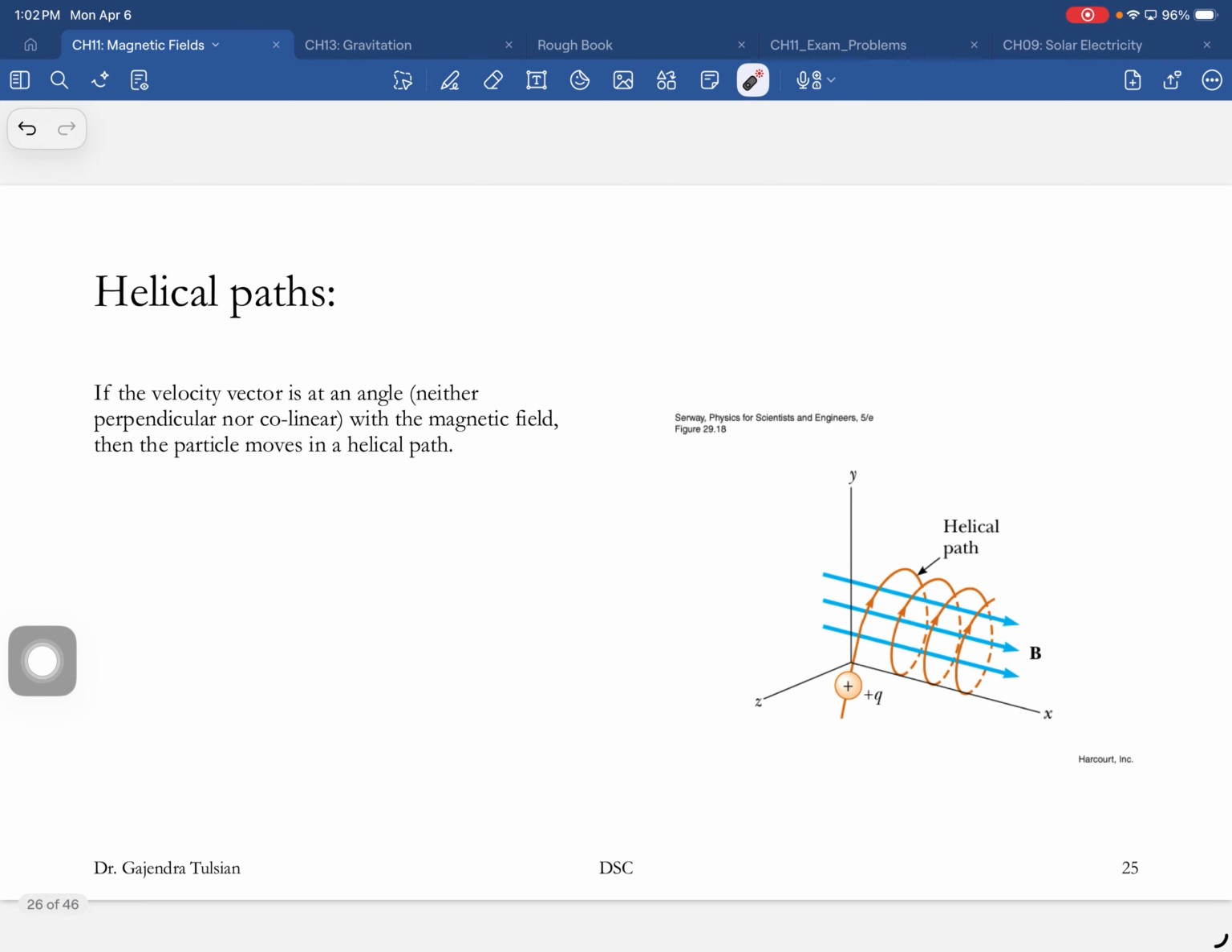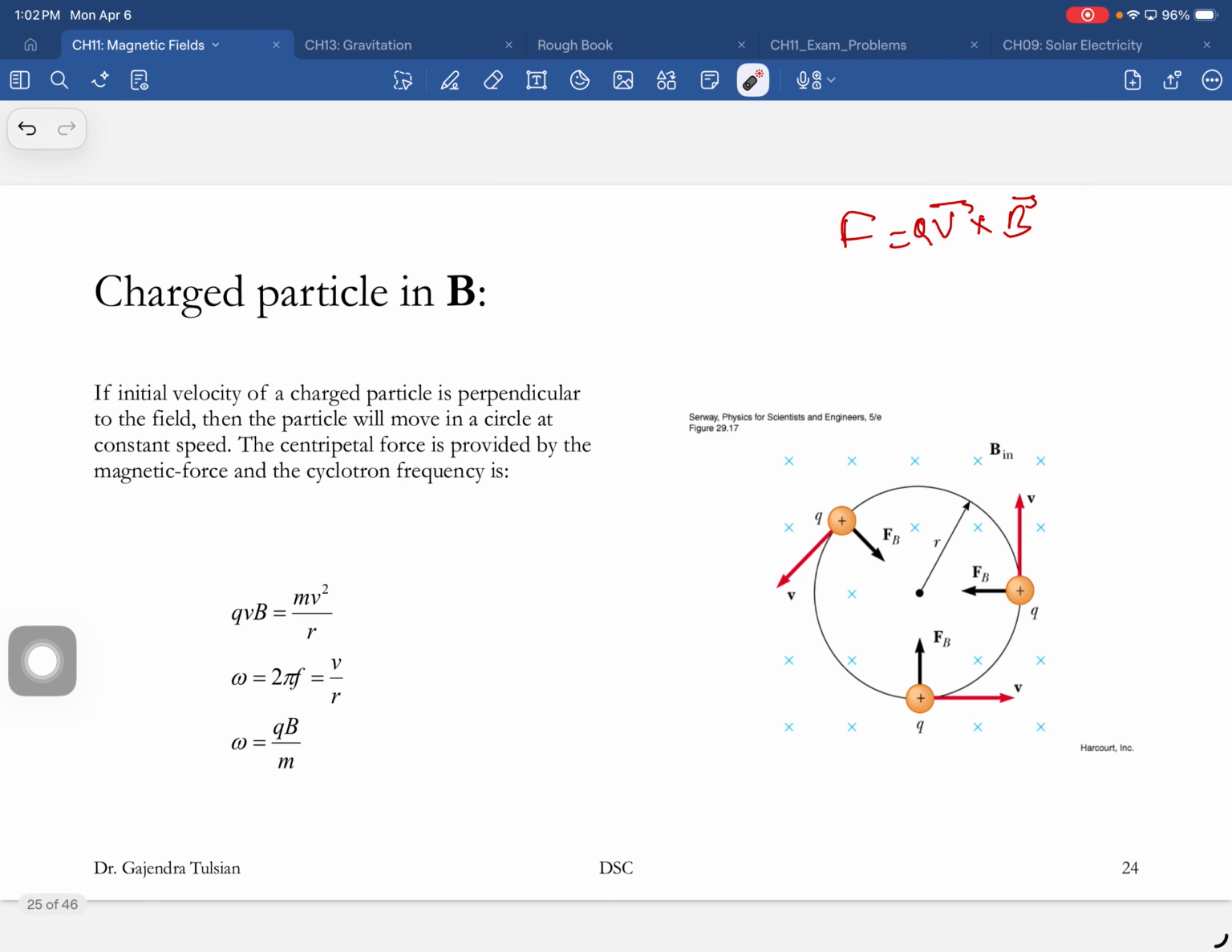Now let's look at an interesting application. When does a moving charged particle not feel a force in a magnetic field? Yeah, that's right. When the velocity is either parallel or anti-parallel to the magnetic field. If the velocity is perpendicular to the magnetic field, then that component makes it go in a circle.